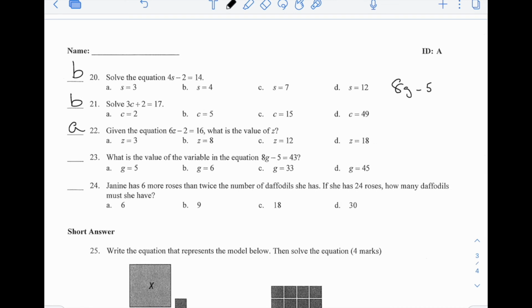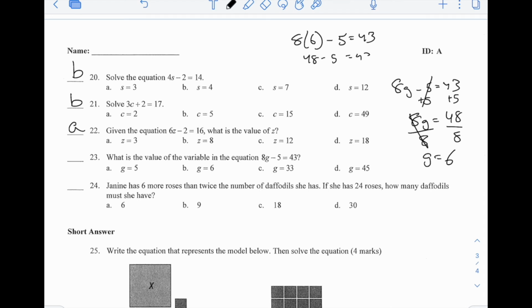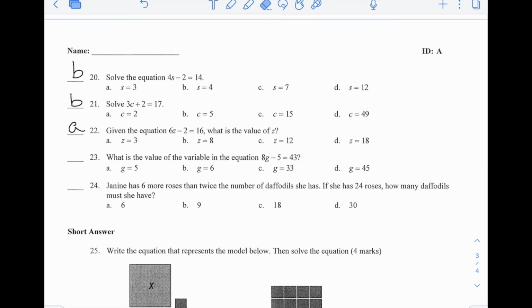So 8g minus 5 equals 43. I'm subtracting again, so I add 5 plus 5. So I've got 8g equals 48. Divide that by 8 because it's multiplying. Divide by 8, g equals 6. So I'm saying 8 times 6 subtract 5 is 43. 8 times 6 is 48. Subtract 5 equals 43. 43 equals 43. Check. Okay. So then that one was 6. So it's B.